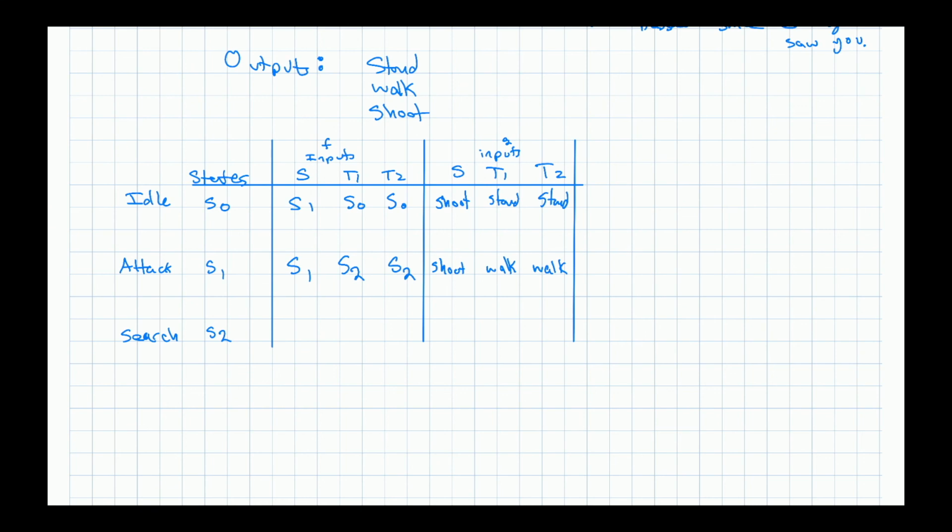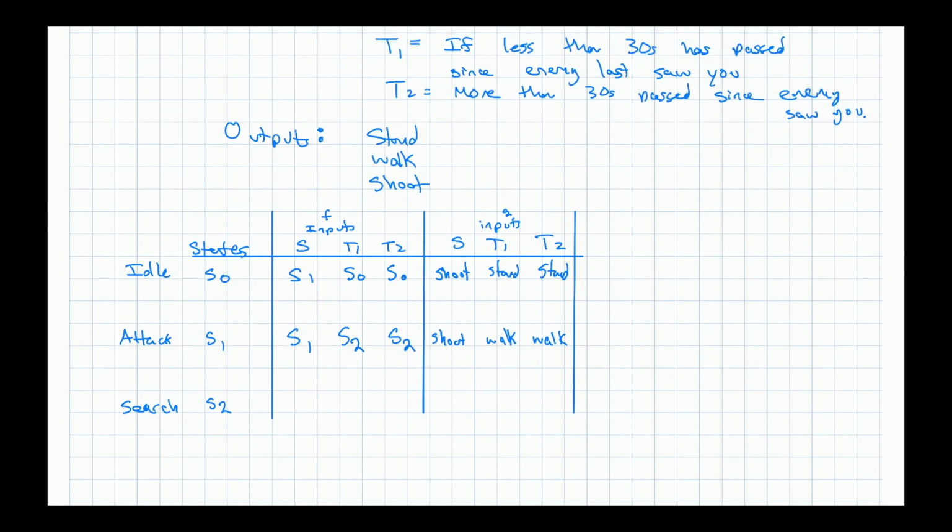Now, for the searching state: if you're in the searching state and you see the player, you're going to immediately go back into the attacking state, so you can start shooting again. Shoot. But if you're in the searching state and less than 30 seconds have passed since you've seen the player, you're still going to stay in the searching state.